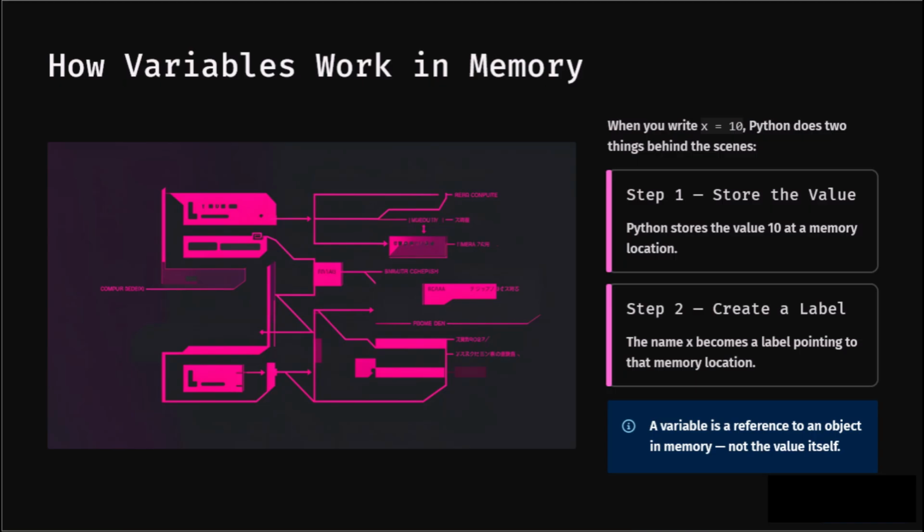Step 2 is creating the label. To make that value useful, Python takes the name you chose, in this case x, and turns it into a label that points directly to that specific memory location. The most important thing to remember here is that a variable is actually a reference. It is a pointer to an object in memory, not the value itself. Think of it like a shortcut on your computer desktop. The shortcut isn't the file, but it knows exactly where the file is stored so you can open it anytime.